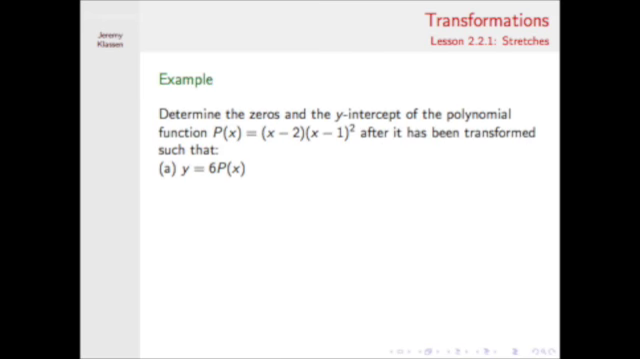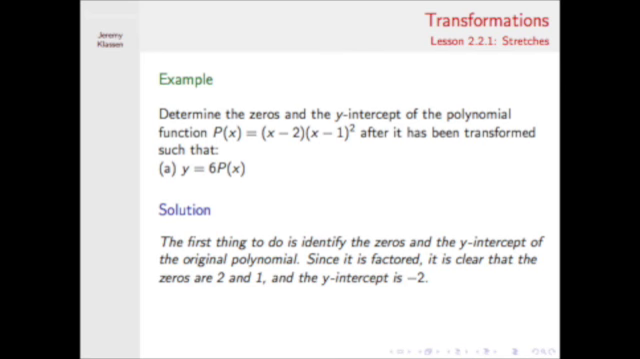Okay, now this next question tells us to determine the zeros and the y-intercept of the polynomial function p of x equals (x minus 2)(x minus 1) squared after it's been transformed such that, and the first one we're going to look at here is y equals 6 times p of x. Now I think clearly the first thing we have to do is ignore that transformed function. We've got to look at the original function and determine the zeros and the y-intercept.